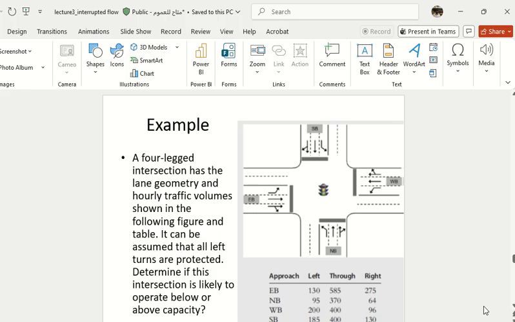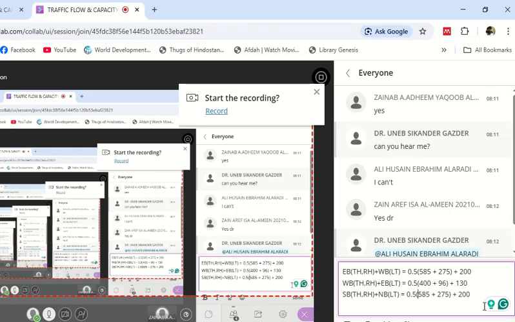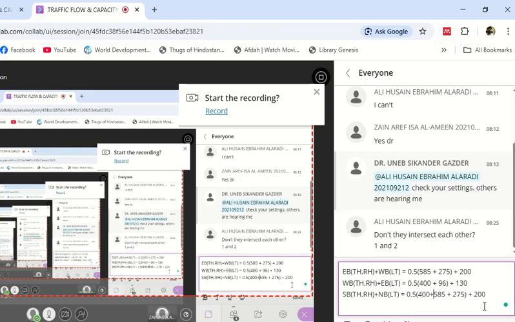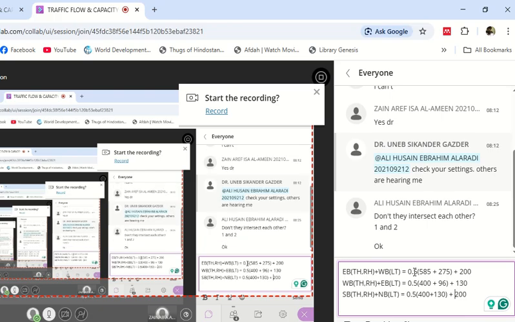I want southbound through and straight. They will intersect. That's why we are dividing the time, right? We are dividing the time. That's why 0.5. So when this will happen, this will not happen. So this is why the 0.5 factor is there.